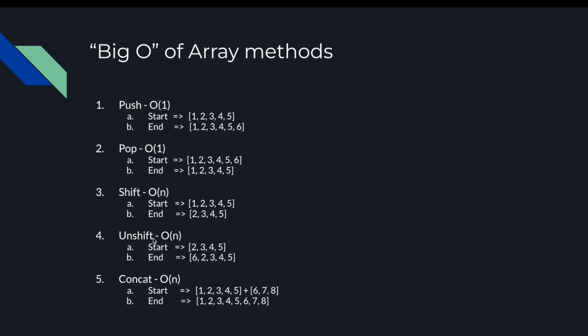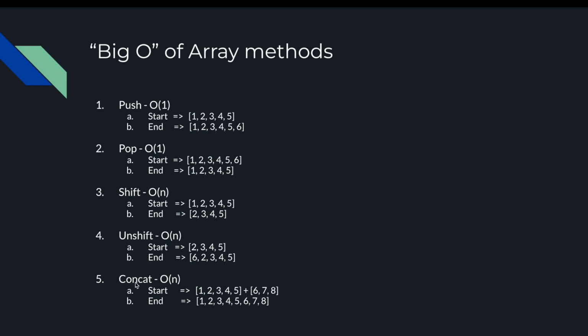Next one is unshift. Unshift adds an element at the start of the array, which also has a time complexity of O of n, because if I add a new element at the beginning, the rest of the elements will be shifted by one index. In this example, the first array was 2, 3, 4 and 5, but when we added 6 at the beginning, 2 was moved from index 0 to index 1, 3 was moved from index 1 to index 2 and so on, which increased the number of operations and the overall time complexity.